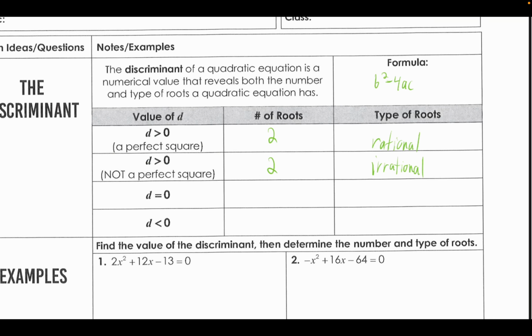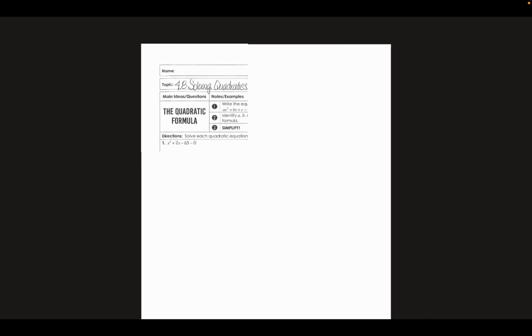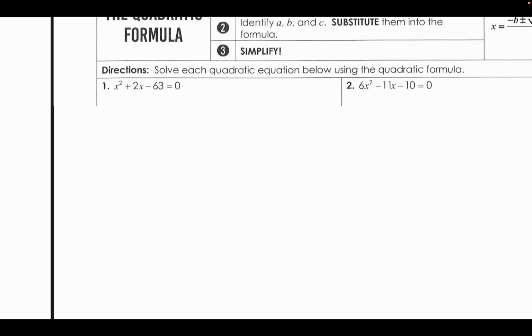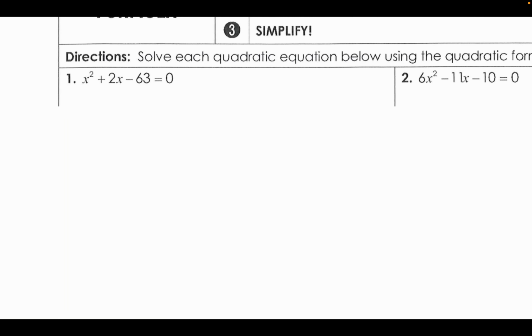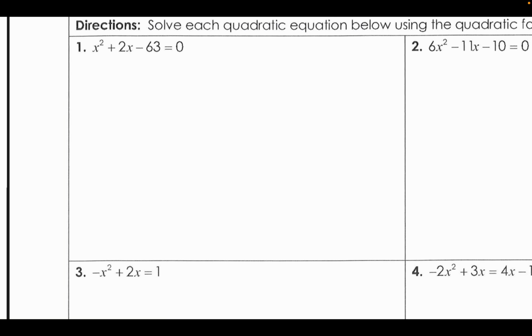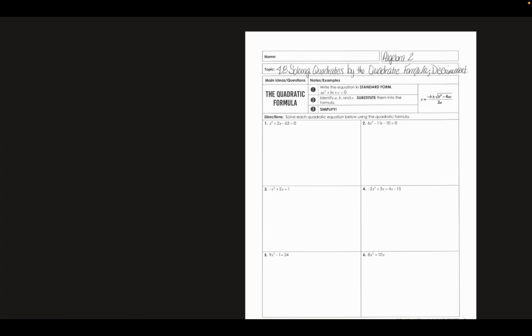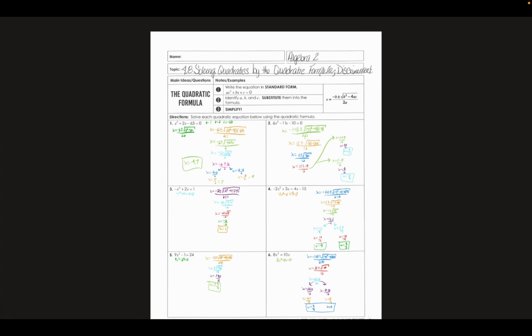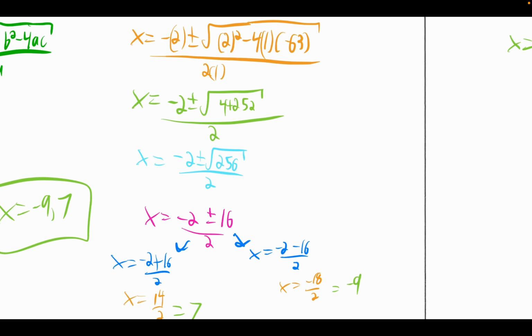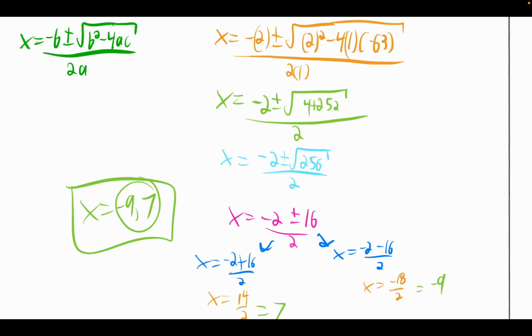And let's showcase what problems like that we had. So, number 1, for example. It doesn't want to show my writing on here, I suppose. There we go. The discriminant, or what we got underneath the square root, was 256. That is a perfect square that was greater than 0. And so we ended up having 2 rational answers, negative 9 and 7.